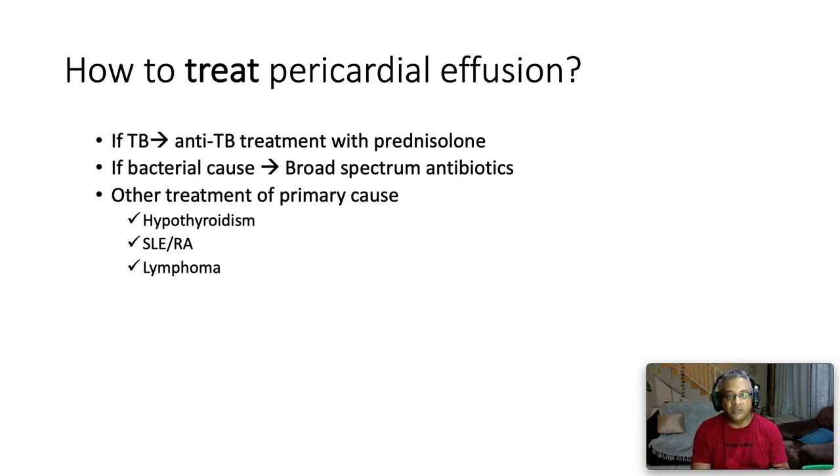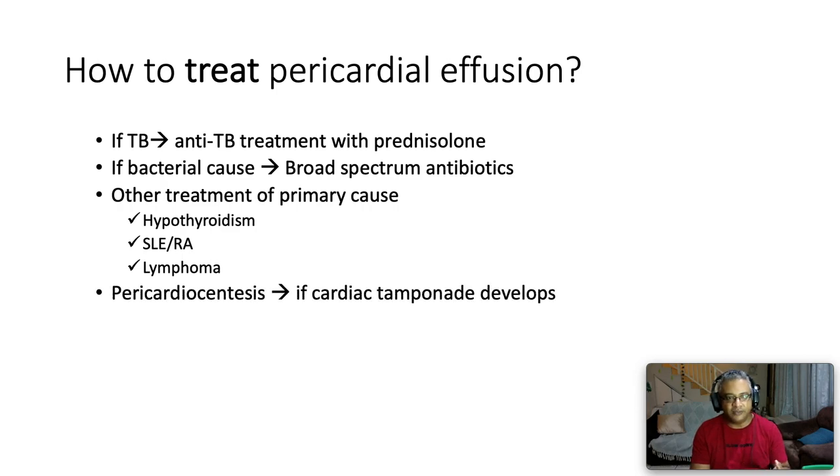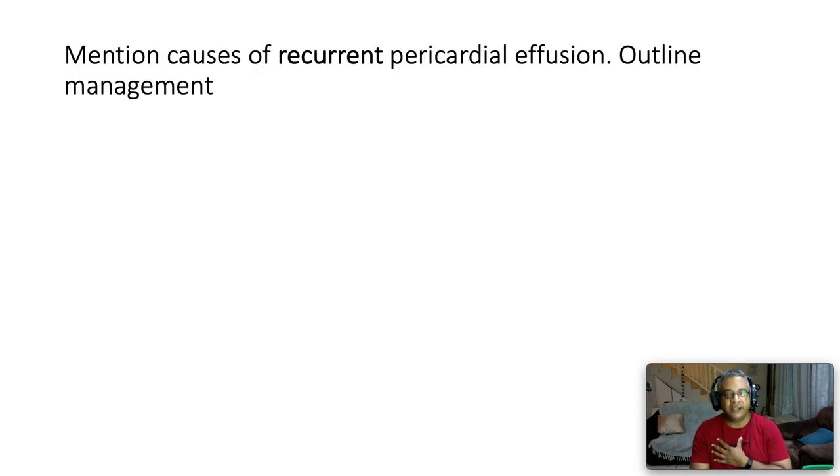If there's hypothyroidism, you start eltroxin, right? If there's lupus or rheumatoid arthritis, you start your necessary treatment. If it's lymphoma, chemo, radiotherapy, staging. And of course, pericardiocentesis if the patient does develop cardiac tamponade.